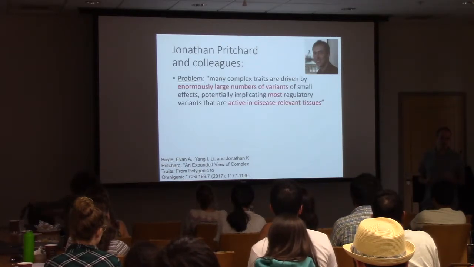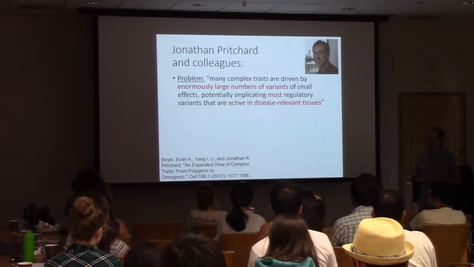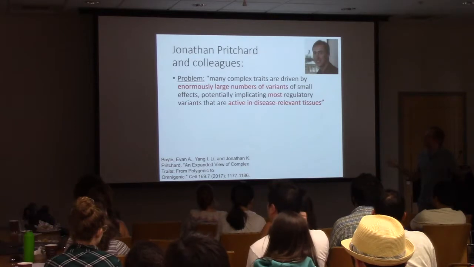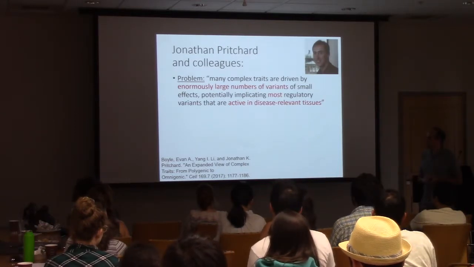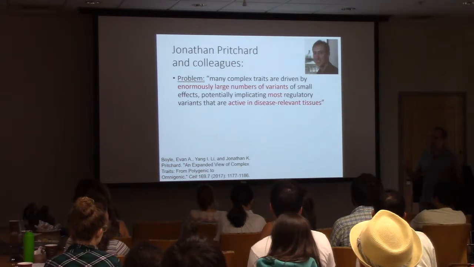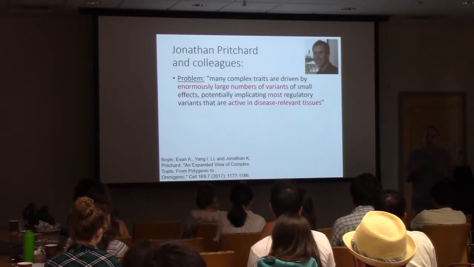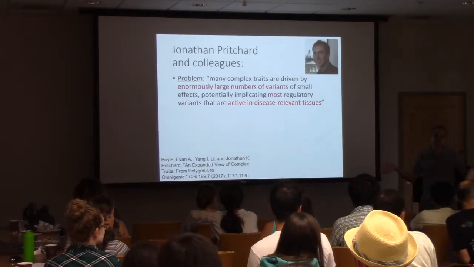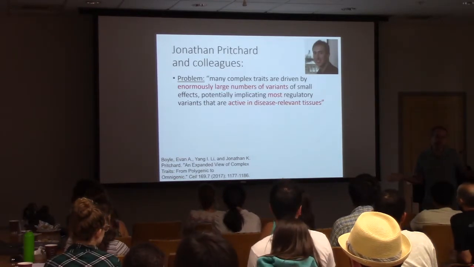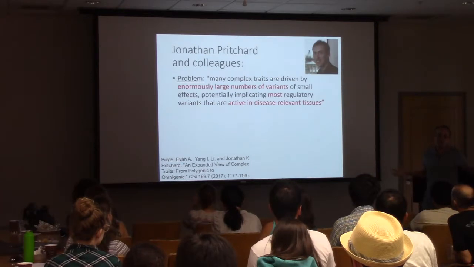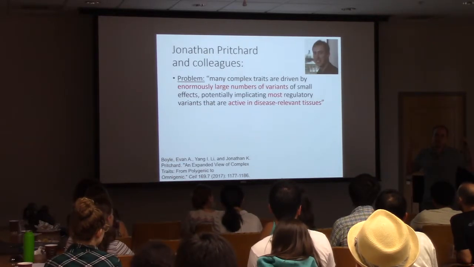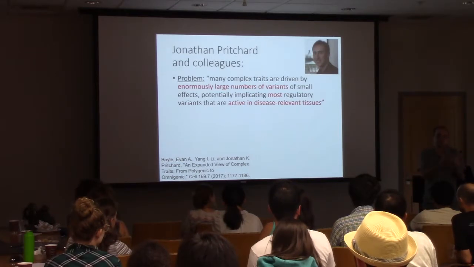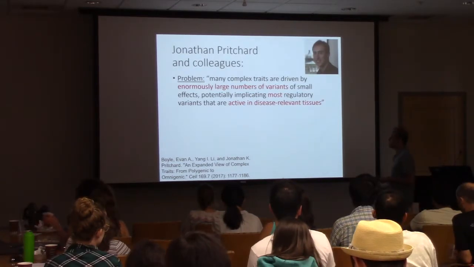The problem that they emphasized in this paper is that many complex traits are driven by an enormously large number of variants of small effects, potentially implicating most regulatory variants that are active in a disease-relevant tissue. So the main problem is that the whole genome is associated with disease. If everything is associated with the disease, it's like saying nothing is associated, because we don't have pathways, and every variant that affects the tissue relevant to the disease will be associated with the disease.